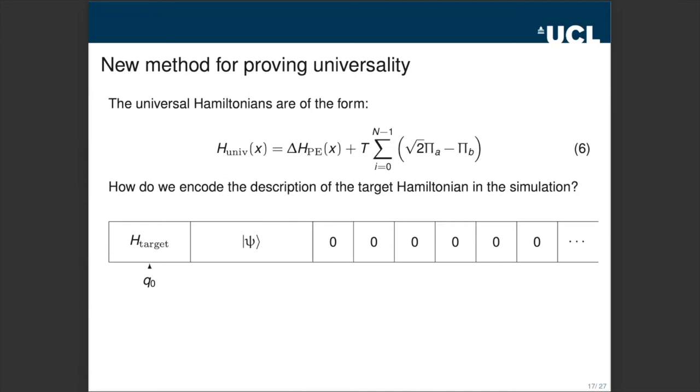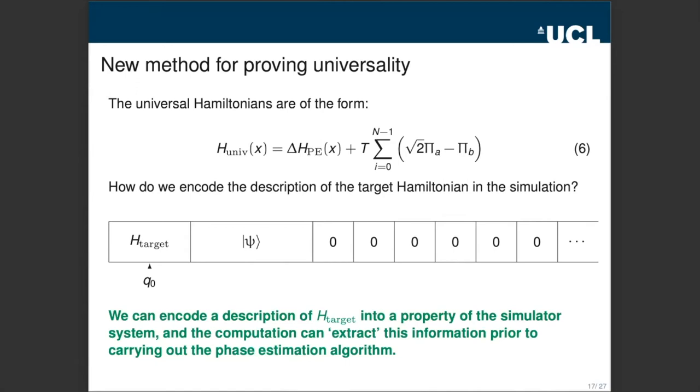And the way we do it is we can encode a description of the target Hamiltonian into a property of the simulator system. And then what we do is we dovetail two computations together. The first computation extracts the description of the target Hamiltonian and writes that on the Turing machine work tape. And then the second computation is a computation I already outlined, which reads in the description of the target Hamiltonian, reads in psi, and then carries out the phase estimation algorithm. Okay, so how do we actually go about encoding our description of the target Hamiltonian into a property of the simulator system?